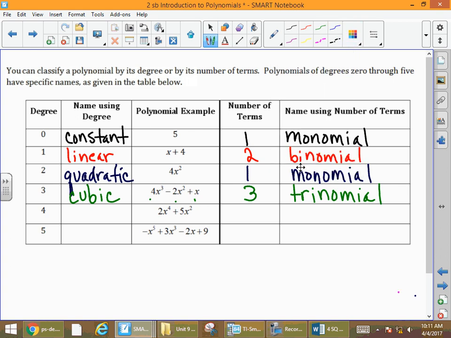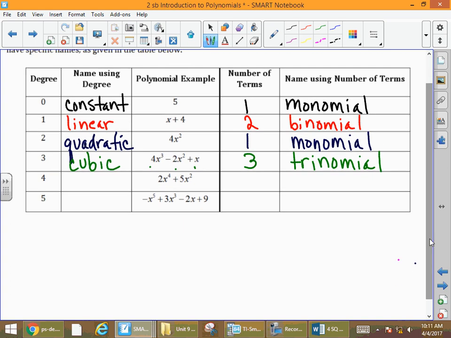Fourth one. Again, another one that I'm not sure you're familiar with. Degree 4 is a quartic. It's Q-U-A-R-T-I-C. And in terms of our polynomial example, we have 2x to the 4th plus 5x squared.